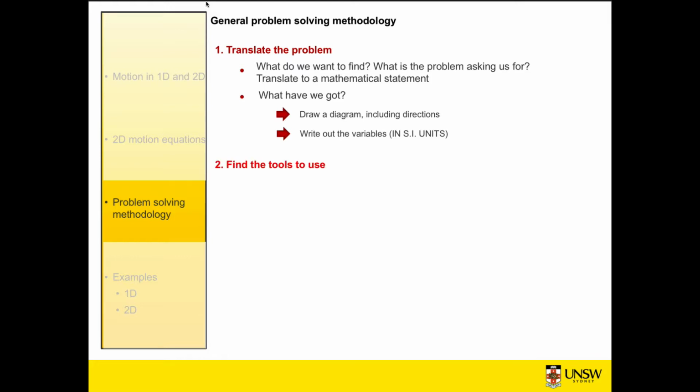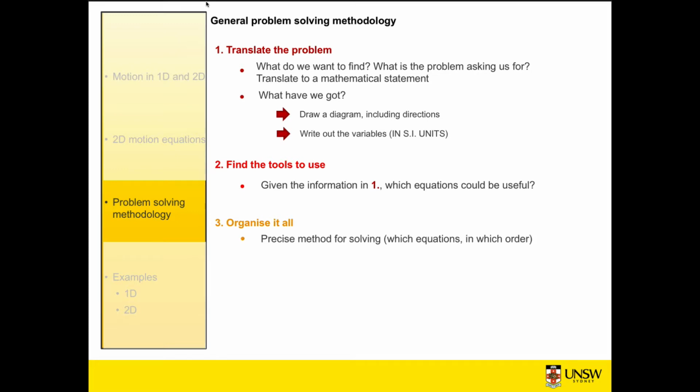The second thing to do, once we have the information, is to find the tools that we need to use. So in the case of motion, that means that given the information we have in number 1, so what it is that we want and what we've got, which equations of motion would be most useful for us. The third part then, and this is obviously my downfall, is to organise it all. And by that what I mean is to work out your precise method that you will use to solve the problem. So which equations you'll solve and what they'll give you, and in which order you need to do it.